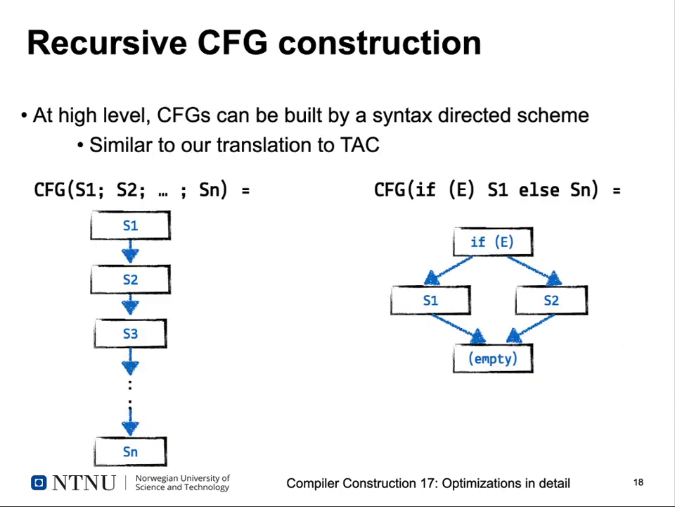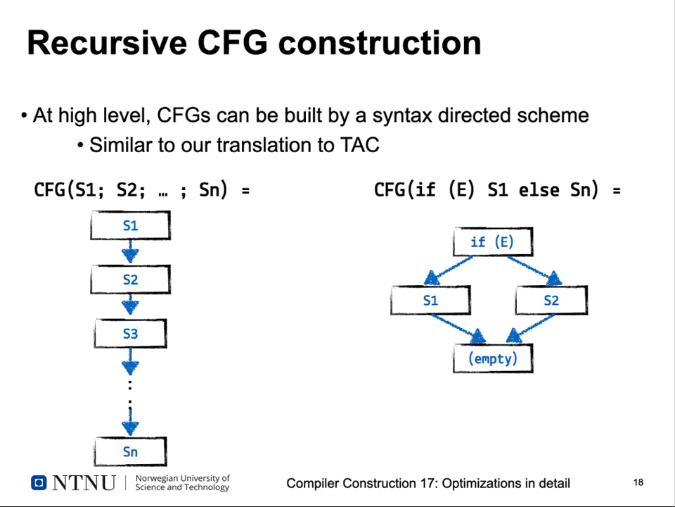So what we want to do is to construct our control flow graph, and as you can imagine, we do it in a recursive way, like so many other things in compilers. And at a high level, our control flow graph can be constructed using a syntax-directed scheme. And this works very similar to our construction of 3-address code by translating it into lower and lower representations here. So if we have a simple statement sequence S1 to Sn, we know that our control flow for the simple statement sequence looks like this. We first have S1, and then we automatically fall through to S2, to S3, and so on until we arrive at statement Sn.